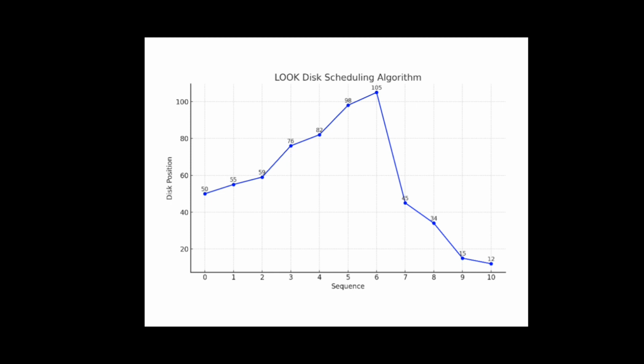And this is how you solve it with a graph. 55, followed by 59, to 76, 82, to 98, to 105, and reverse direction to 45, to 34, to 15, and to the final value, which is 12, the least value.